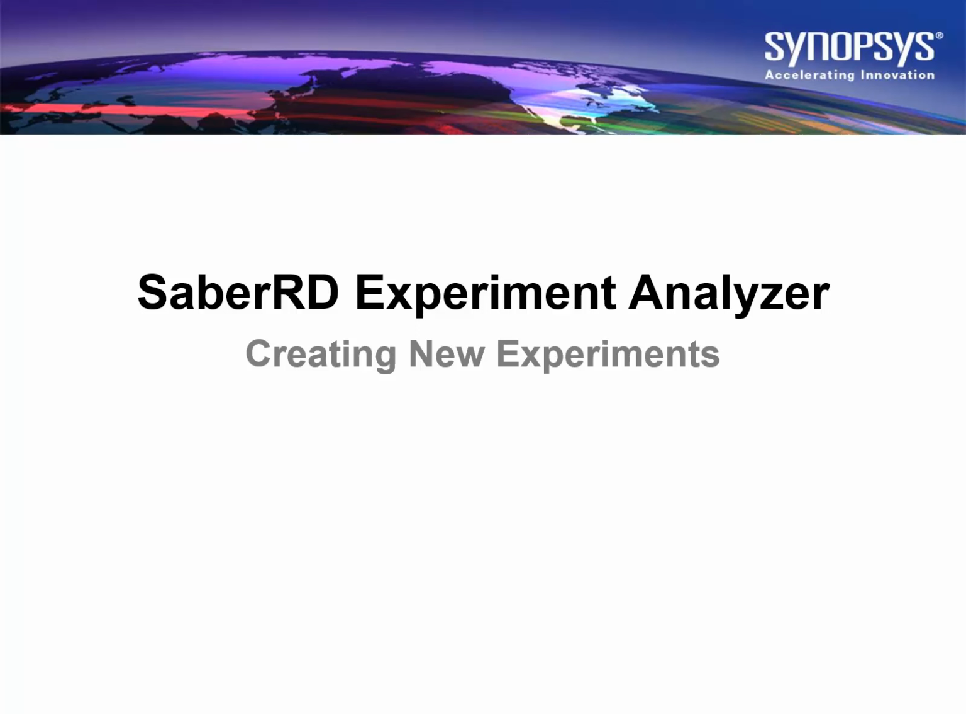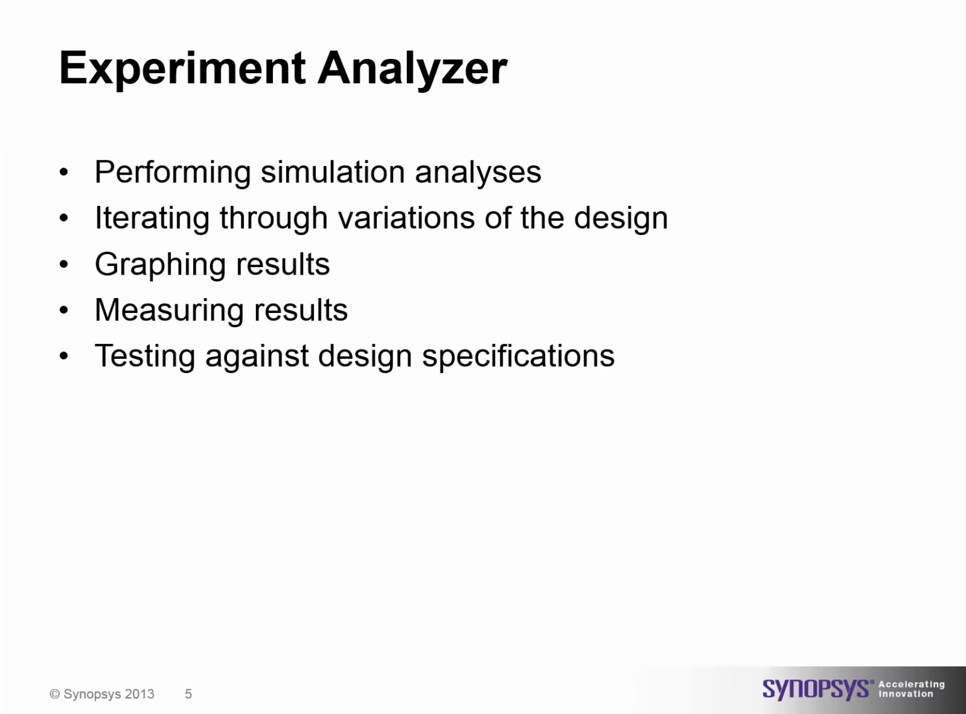In the SaberRD Experiment Analyzer Introduction, we learn an experiment is the definition of the steps to take to test if a design meets performance criteria. These steps include performing simulation analyses, iterating through analyses with variations applied to the design, graphing results, measuring results, and performing other tests and calculations. Let's take a look at how experiments are created.